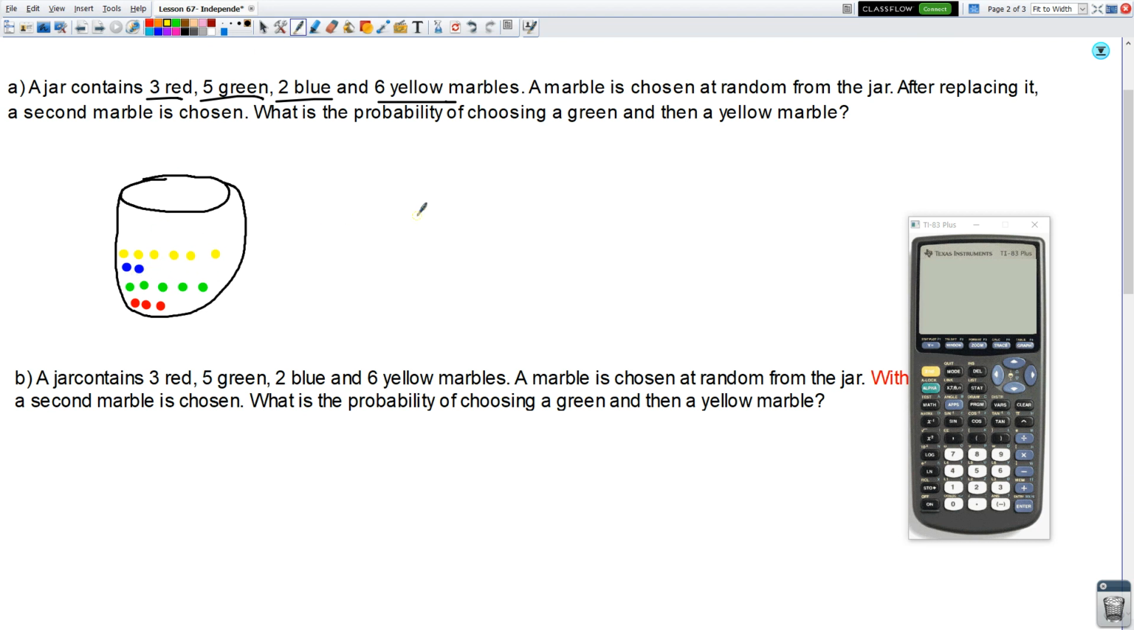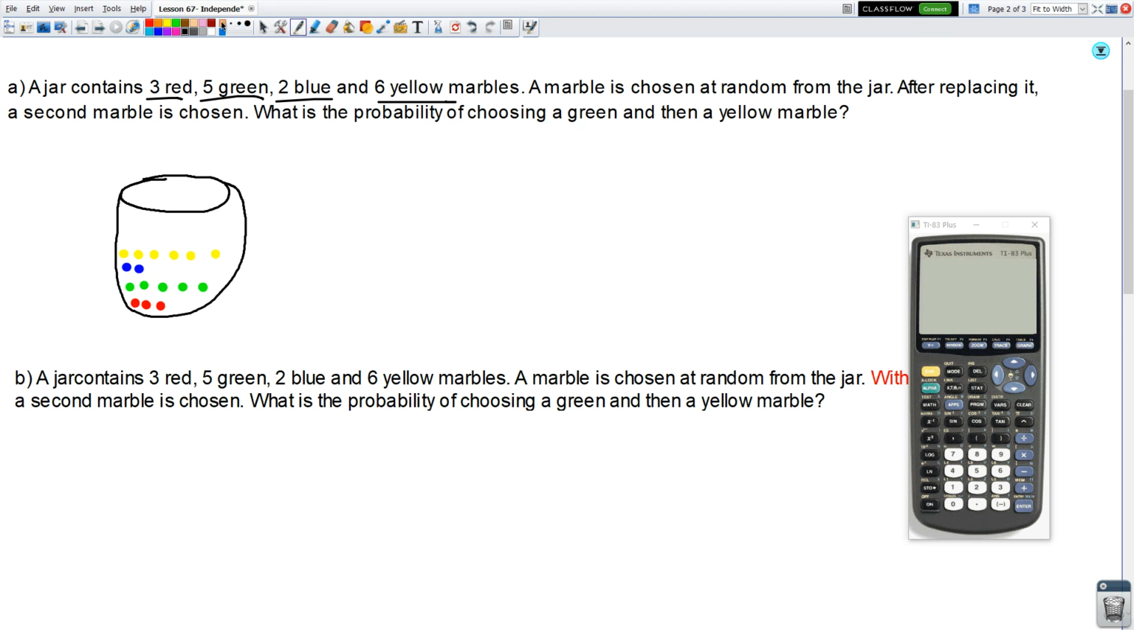Now it says we want to choose a marble at random. So we choose a marble at random, and then we're going to replace it, and then we're going to choose a second marble. So let's look at what happens the first time that you choose something at random. It says, what is the probability of choosing a green and then a yellow marble?